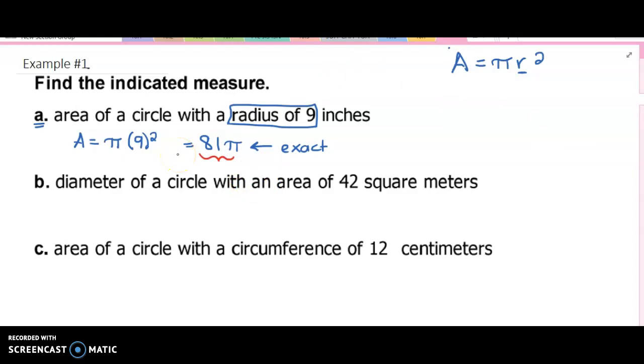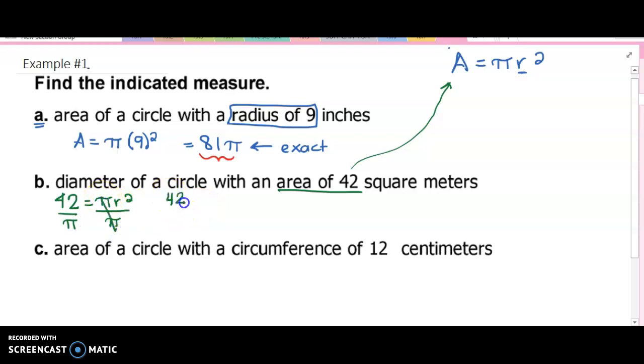All right, let's look at example B here. It says we want to find the diameter of a circle with an area of 42 square meters. If I know the area, I'm plugging this 42 in for the area, and then I'm going to solve for r. After I have my r, I can get my diameter by just multiplying my radius by 2. So let's set up equations. We know 42 is the area, and that's equal to pi r squared. We have to do a little math here. Let's divide both sides by pi. Those go away. So 42 over pi equals r squared.